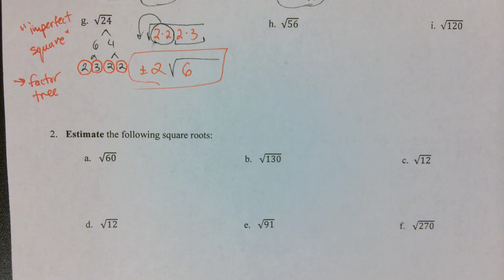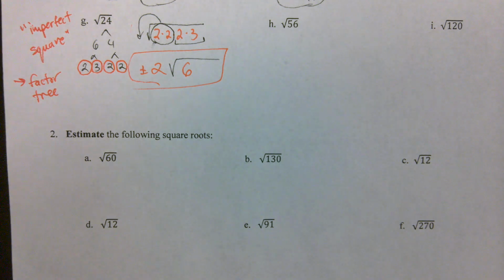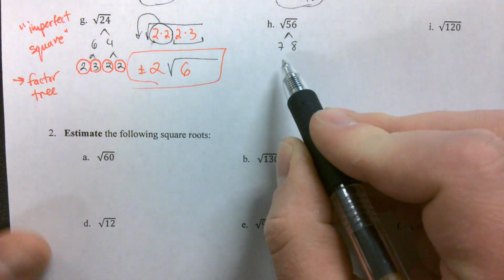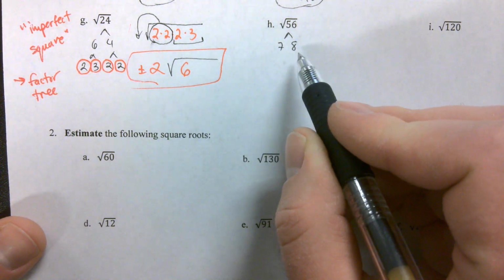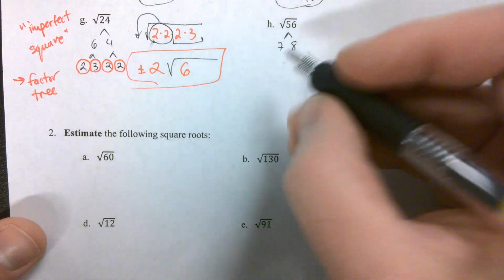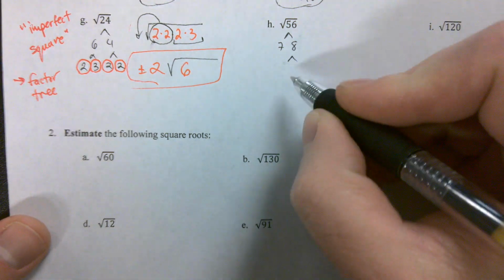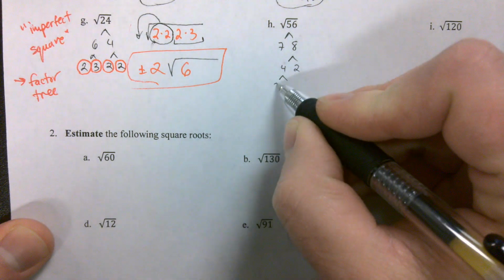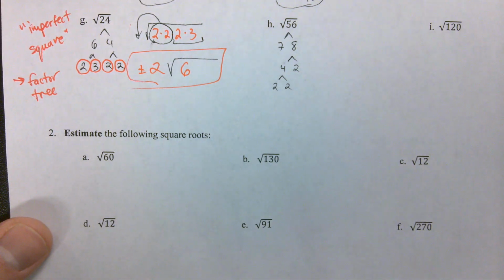All right, let's break these down and see. What 2 numbers multiply to give me 56? 7 times 8. Can I split my 7 up anymore? No. But can I split my 8 up? Yeah, what 2 numbers multiply to give me 8? 4 times 2. And my 4 is 2 times 2.